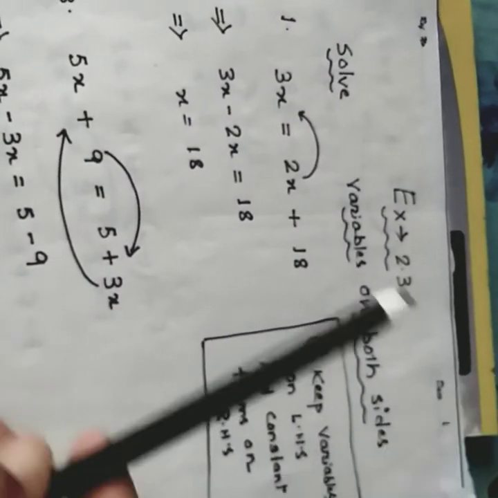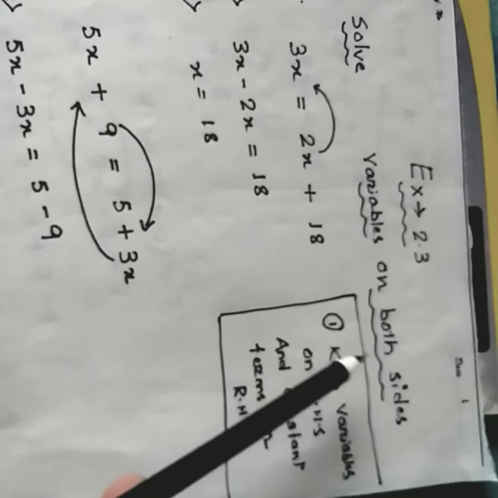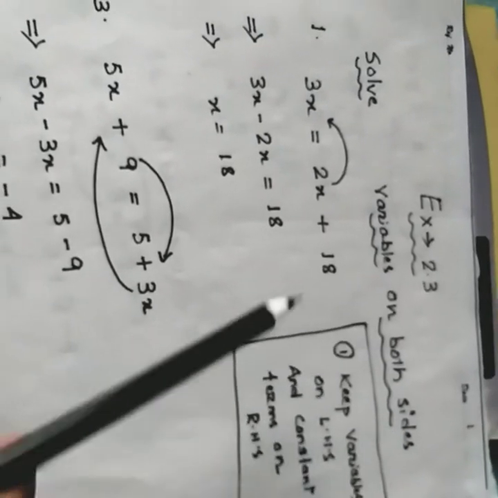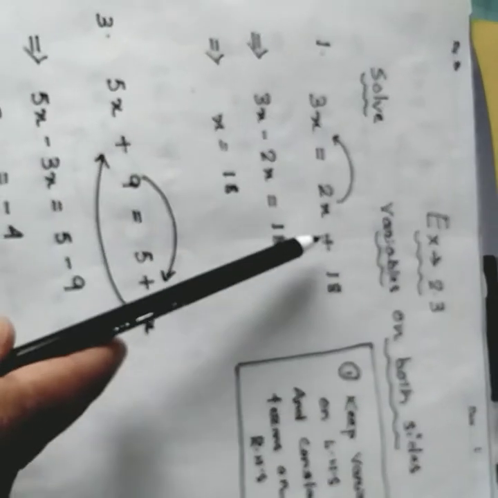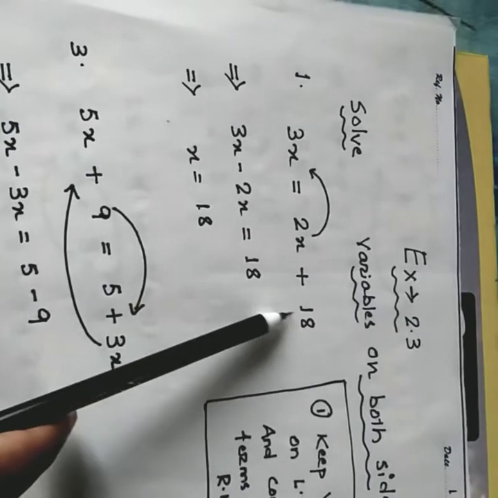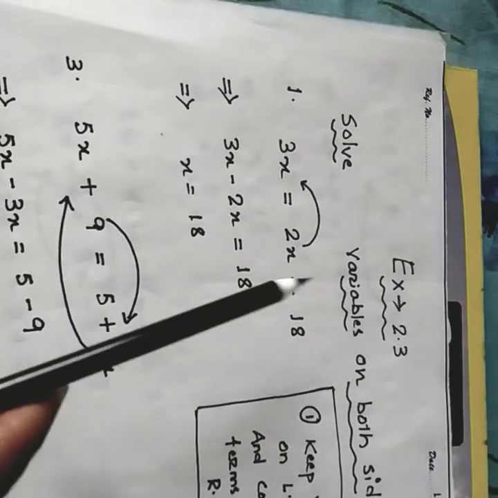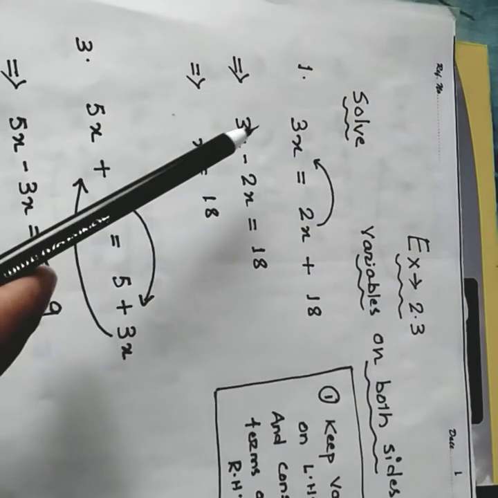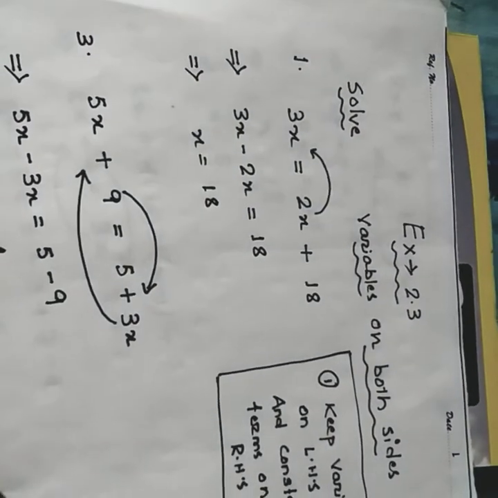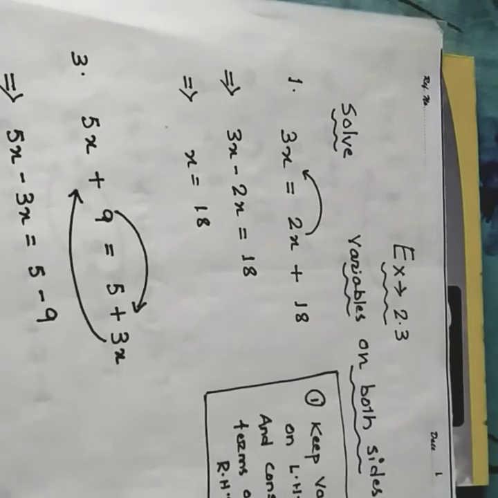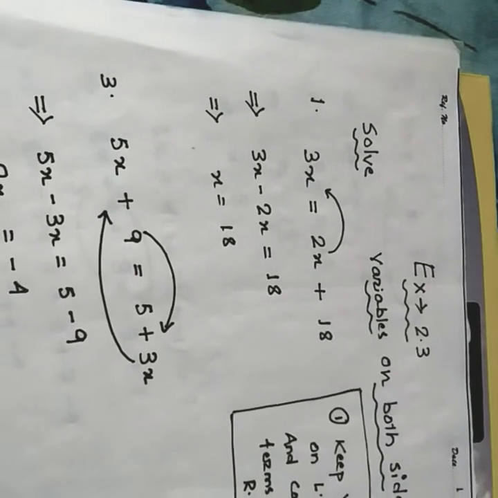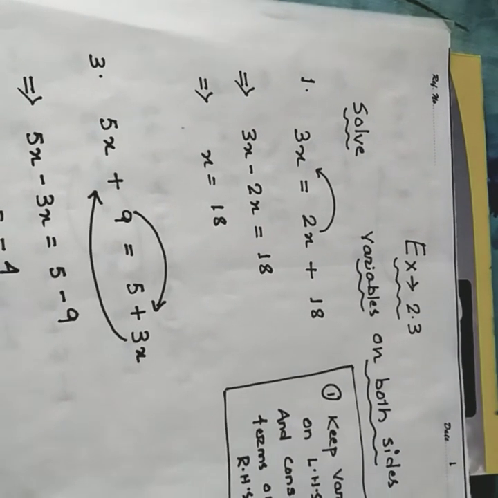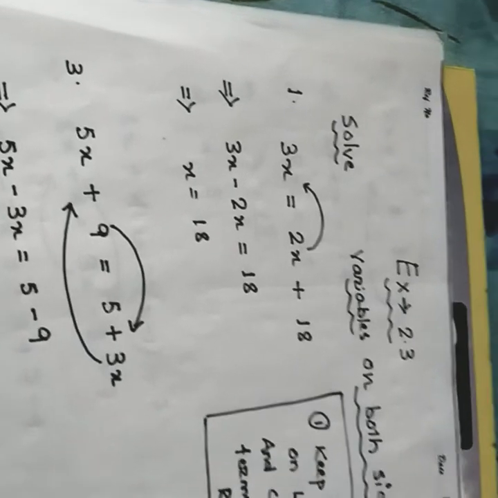Now, the first rule that we have to follow is to keep the variable on the LHS. That is, if you see an equation like 3x plus 2x plus 18, always try to bring the variable to the left hand side and keep the constant on the right hand side. That is the basic thing that we have to follow. And as we proceed with the chapters, I will give you more variations.